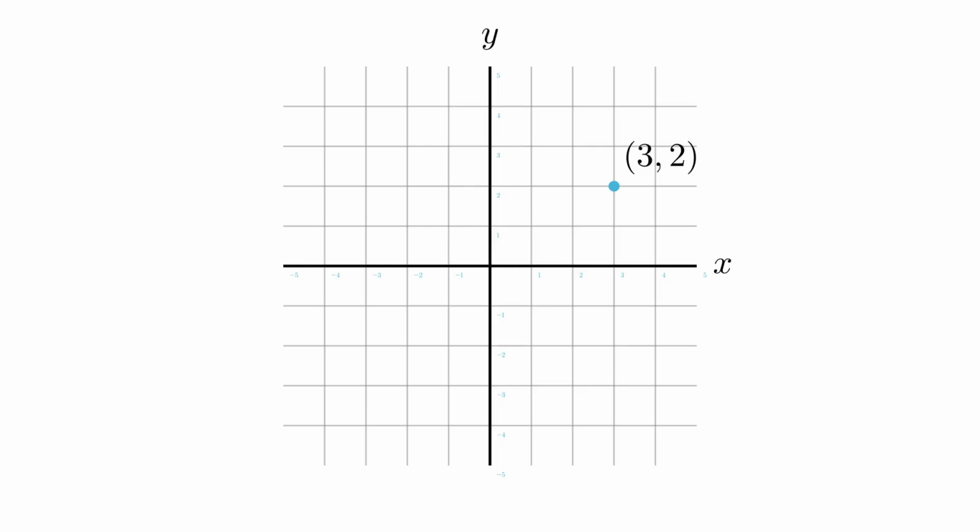First, let's reflect our point across the y-axis. The y-axis acts like a vertical mirror. The reflected point will stay at the same height, but its position will be flipped from left to right. That means our point at 3, 2 will move to -3, 2. Notice how both points are the same distance from the y-axis.